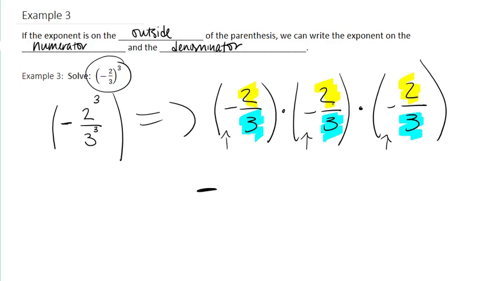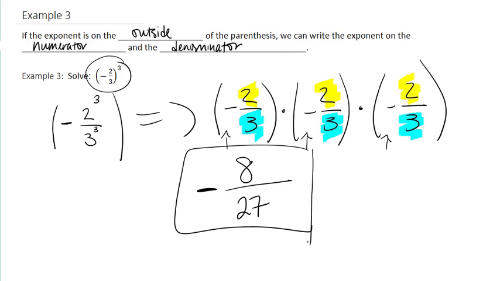So 2 times 2 is 4, times 2 is 8. And then we have 3 times 3, which is 9, times 3, which is 27. And this would be our solution to this problem.